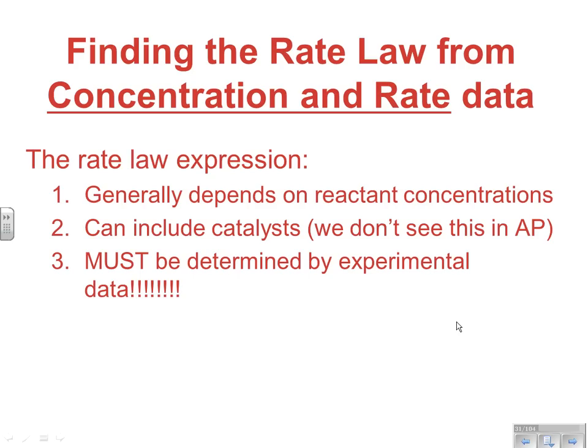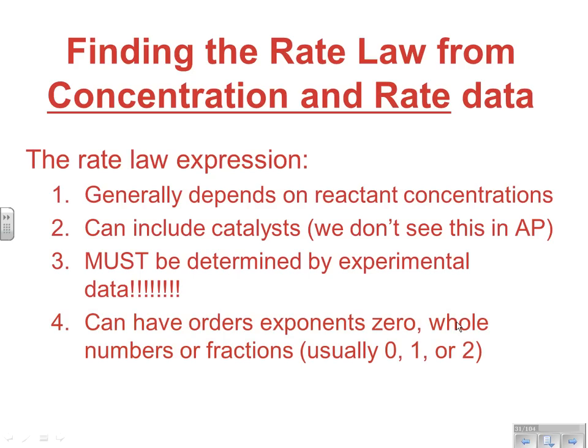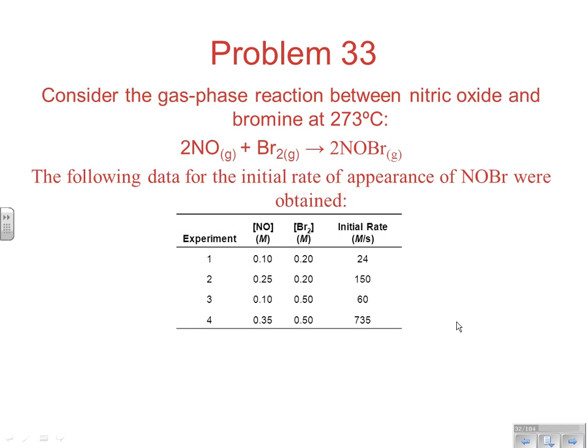So if you see concentration and rate data in a data table, you're going to be looking at the differential rate law. Keep in mind, when you do this, you can have orders where the exponent would be 0. That's rare, but it does happen, particularly on the AP test. You can have fractions. That's very rare. I don't think you're ever going to see one in class or on the AP test. It could be a 1/2 order, which just means square root. That can happen, but usually you're going to see 1 or 2. So 0, 1, or 2 are the things that we're going to see from time to time based upon our experimental evidence.